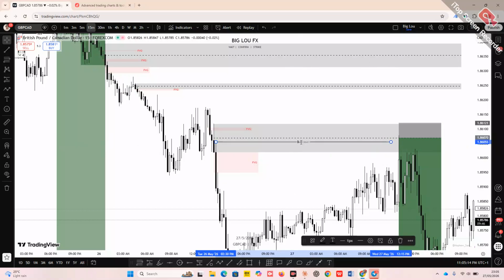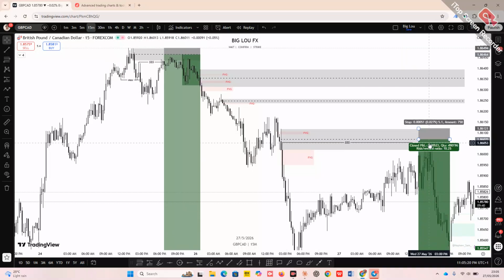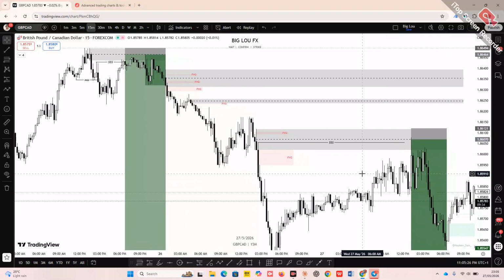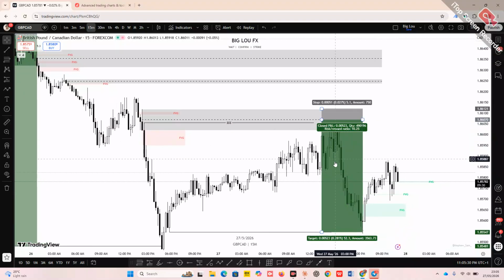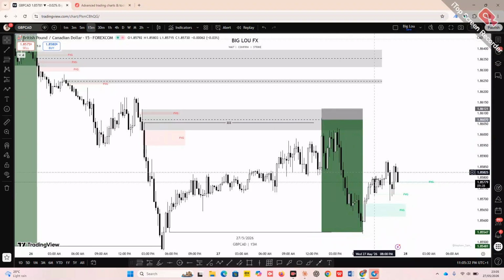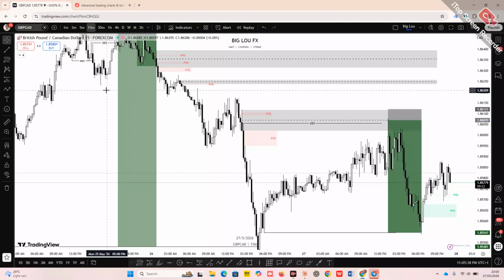So this is my liquidity that pulled market back. Market took that liquidity, and then we had that sell immediately. Market dumped. So that is it. You've seen the liquidity for this one.